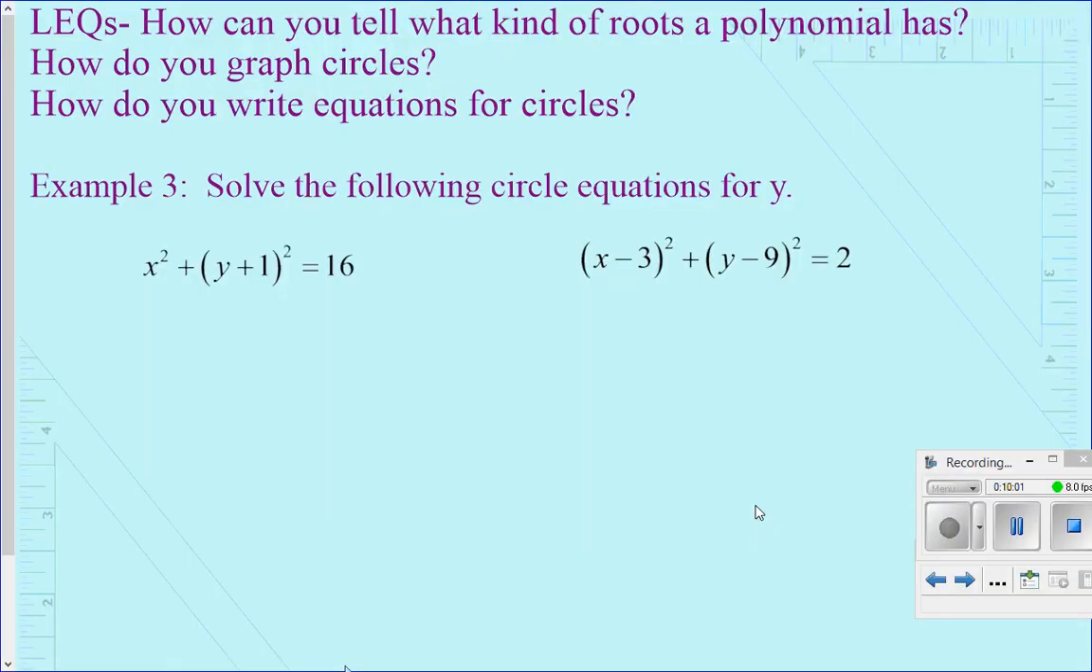So we're going to do some more where we're solving for y, getting y by itself, similar to what we just did. So I'm first going to subtract x squared.